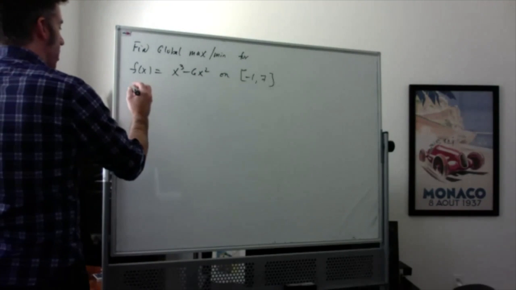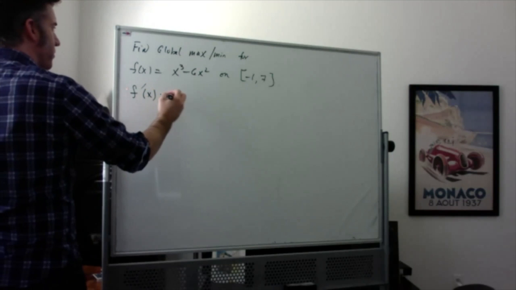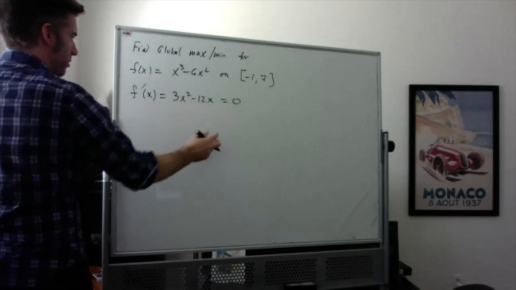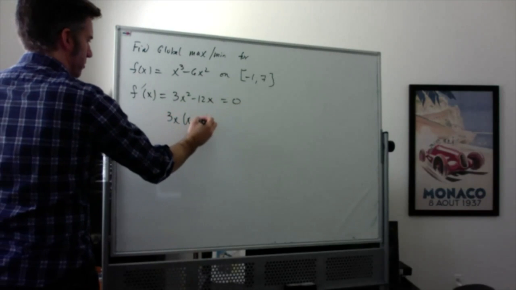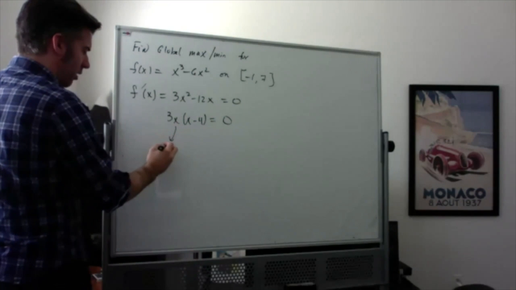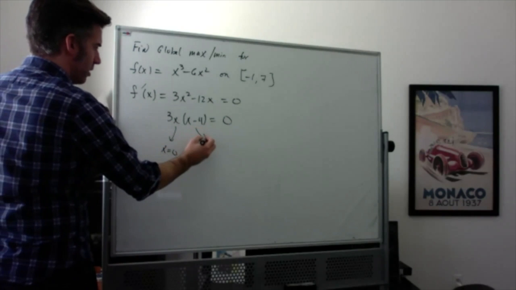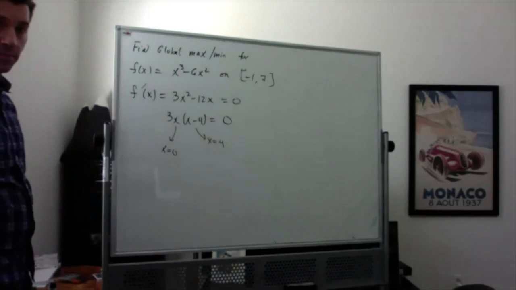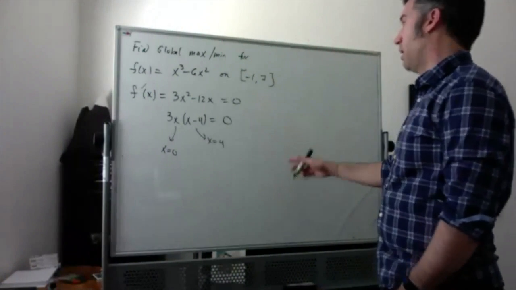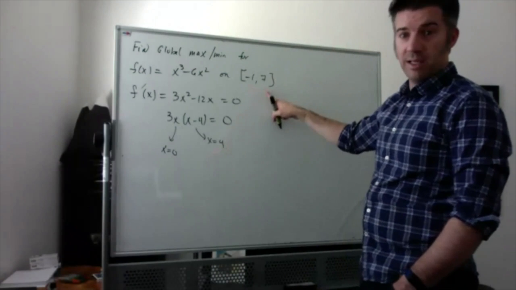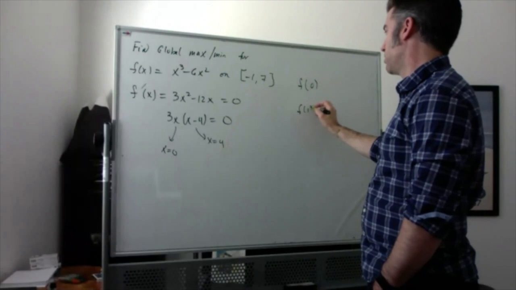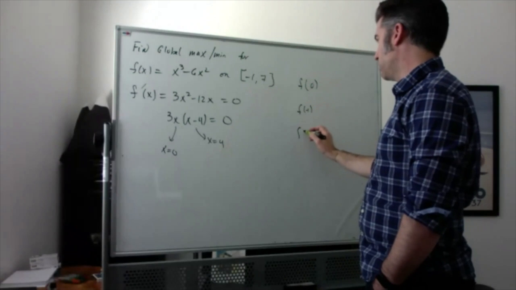So critical values, take the derivative, which is 3x squared minus 12x, set equal to 0. Factor. Take 3x and x minus 4 equal to 0. So my critical values are x equal to 0 and x equal to 4. So let's see. Now I'm going to plug them all into the original. So I'm going to plug in 0 and 4 and negative 1 and 7.